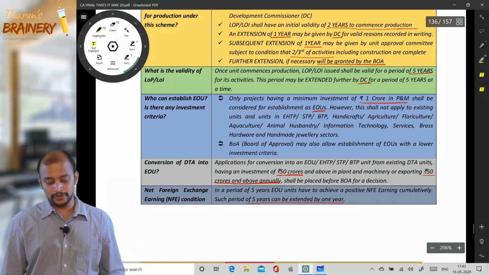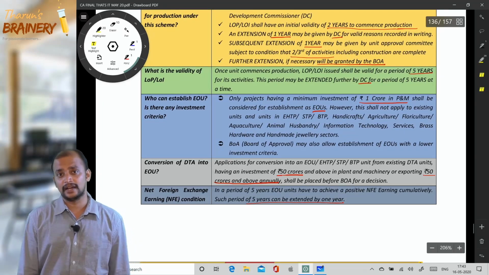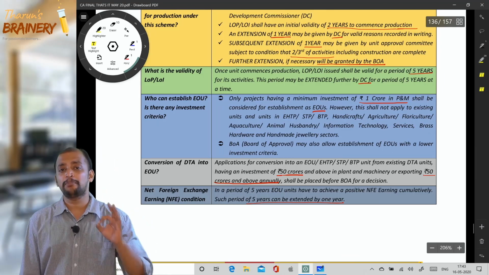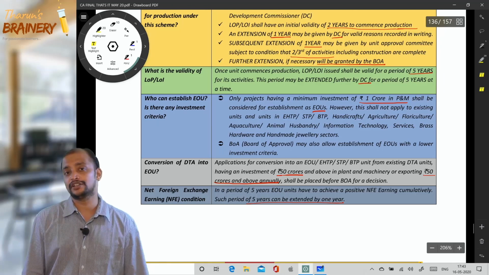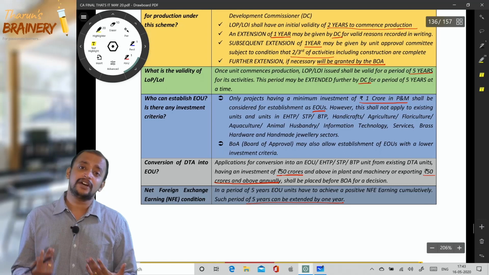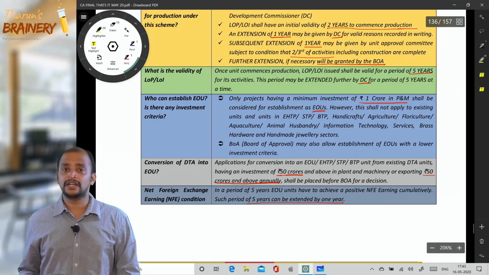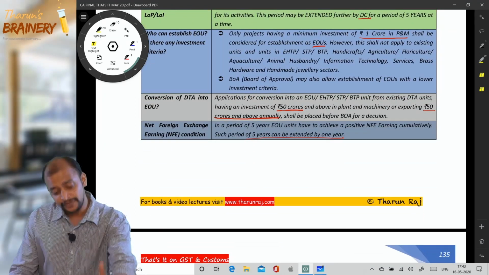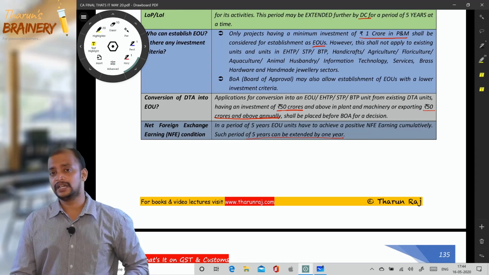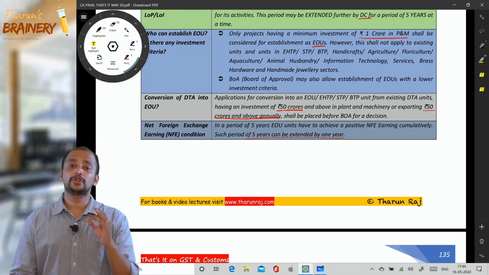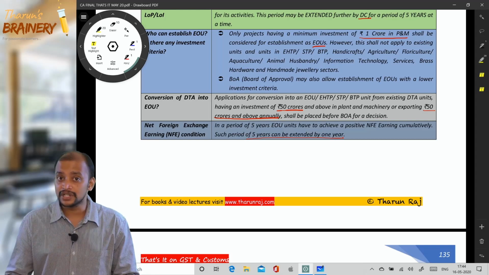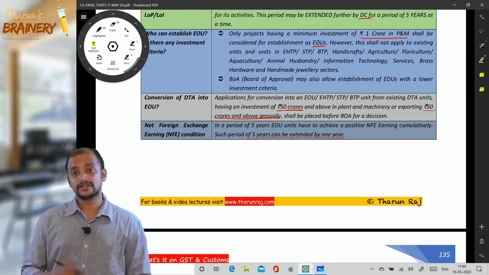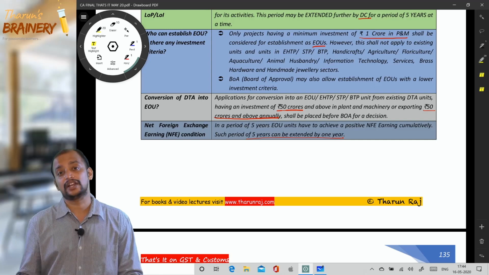Who can establish an EOU? Is there any investment criteria? Yes, there is an investment criteria. You should have a minimum of 1 crore in plant and machinery. This is only for EOU, but for other units, no such restriction. Even the Board of Approval may allow a lower investment criteria to start an EOU. That's up to them. Then, if you want to convert an existing DTA unit into an EOU unit, then you should have 50 crores in plant and machinery as investment, or an annual turnover of 50 crores. So rather than converting a DTA into an EOU, it's better to start a new one.